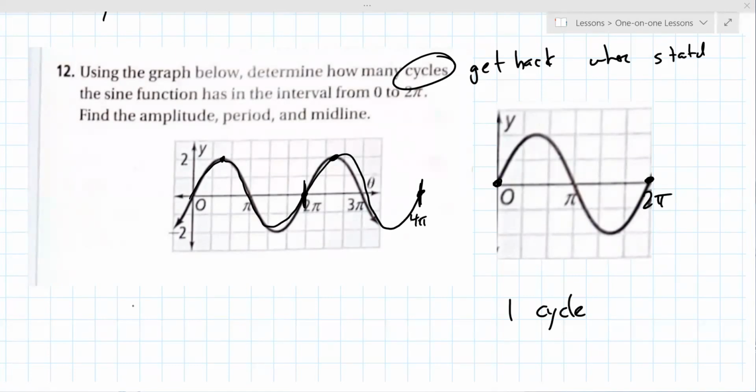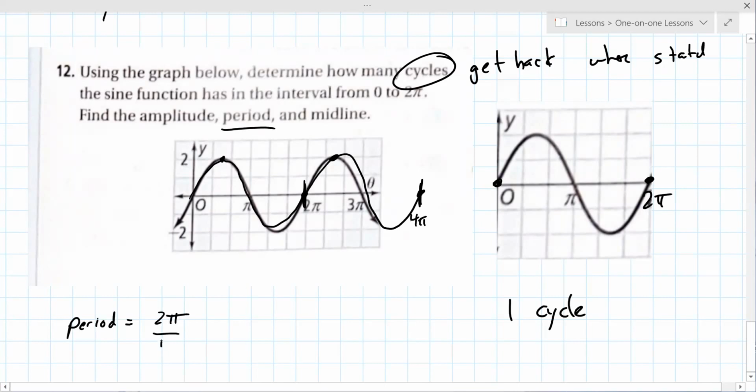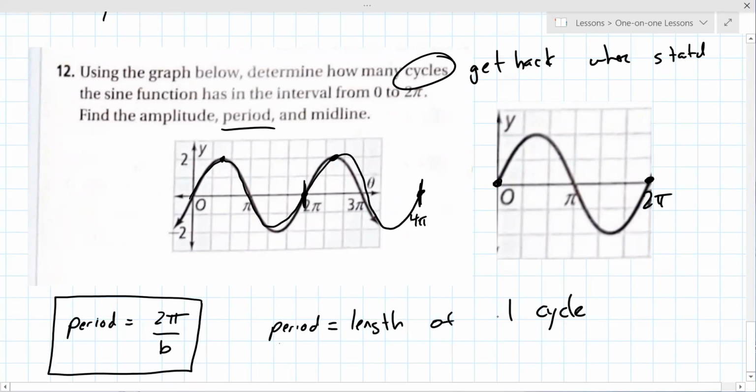We're actually gonna do the period first. The period is 2 pi over b. And you might be thinking, why are you giving me that? Well, we're going to use that in the next couple of problems, but that's a good thing to remember. The period is the length of a cycle. So we just said the length of a cycle is 2 pi. So the period in this problem is 2 pi. It takes 2 pi to get back where you started.